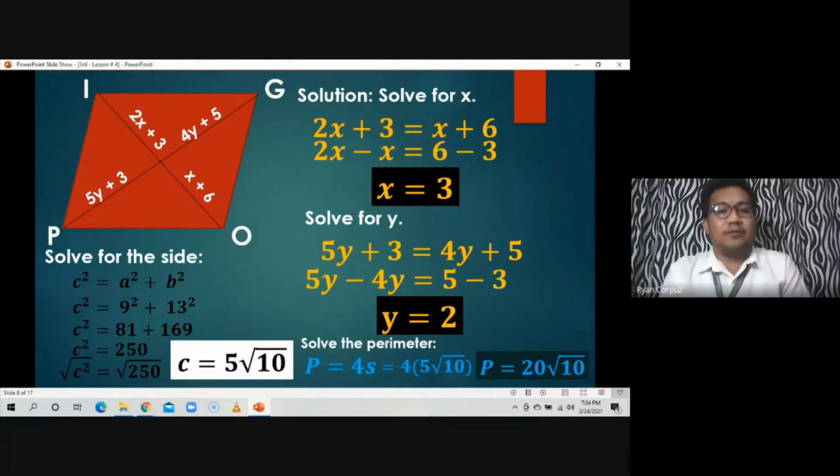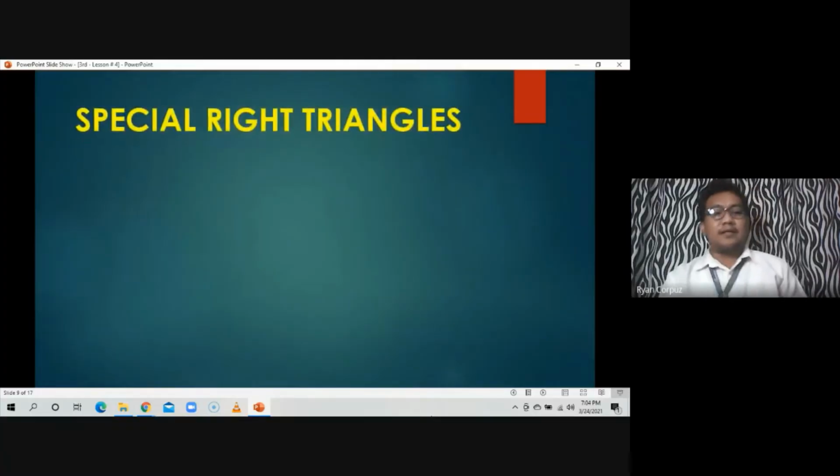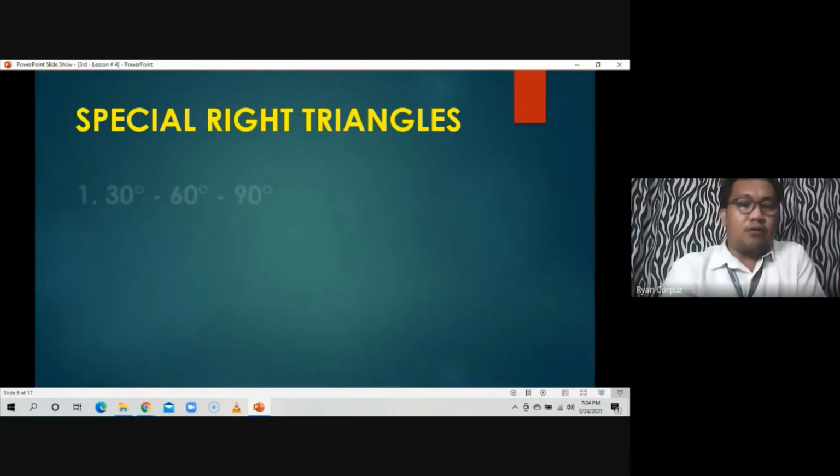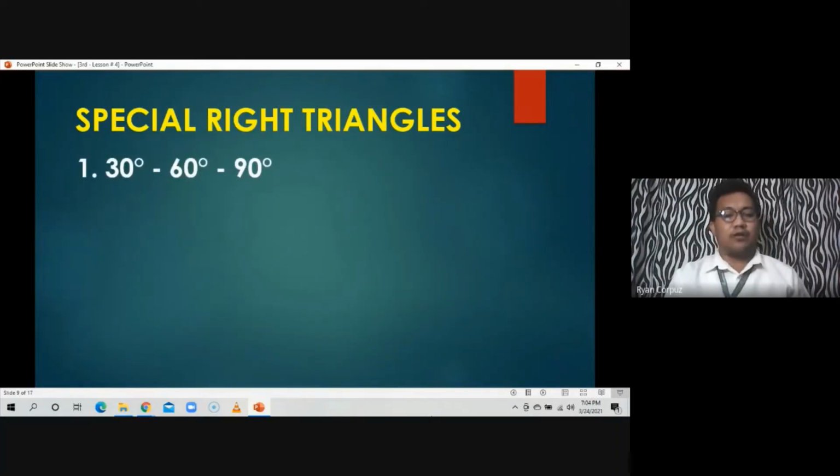So any question? If none, we're through about Pythagorean theorem. Let's proceed to the next. Next is about special right triangles. Meron tayong two kinds of special right triangles. Ano yung mga yon? Unahin natin, yung natawag natin 30 degrees, 60 degrees, and 90 degrees special right triangle.